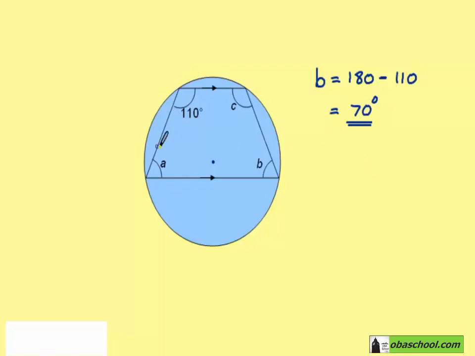If we look here with the parallel lines, we can see that we have a C shape. We know about parallel lines. These two angles must add to 180. Therefore, A is going to be 180 take away 110, which is 70 degrees. The reason is that they are interior angles.